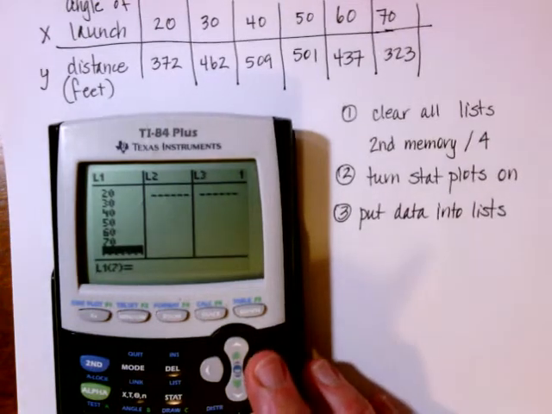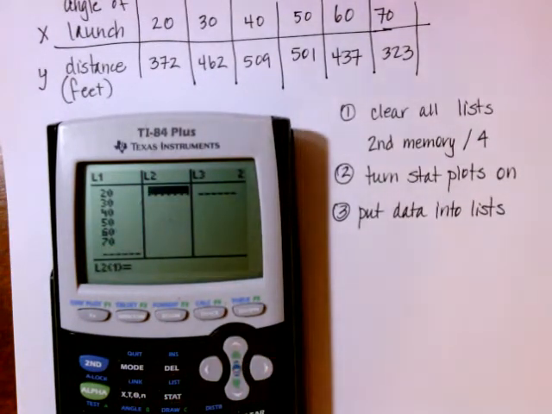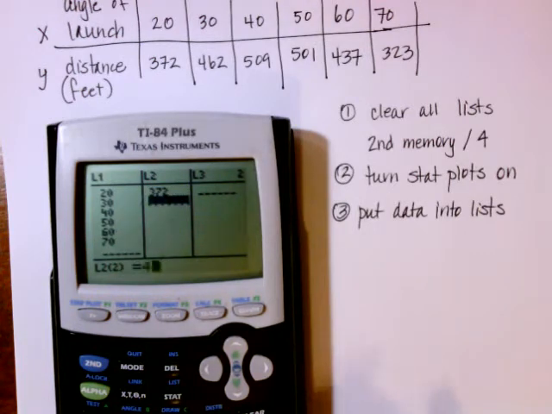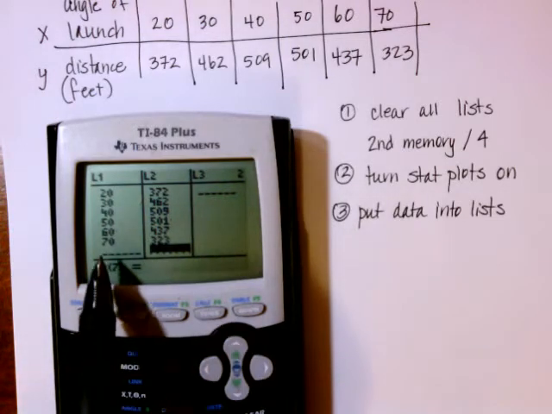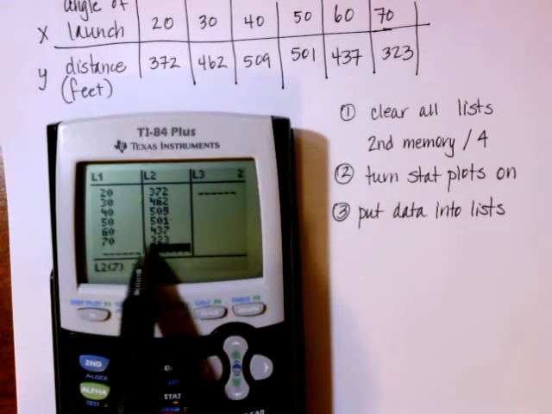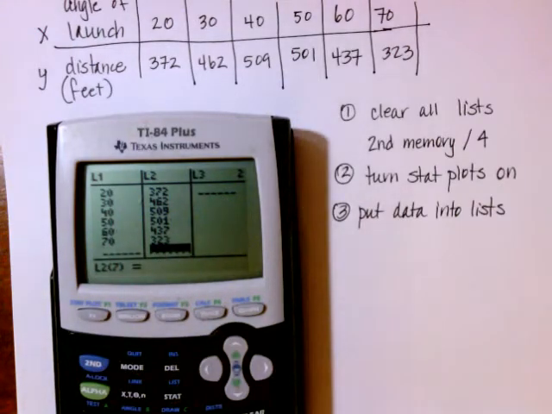All right. You always want to make sure that your data is entered correctly, because that's one of the biggest mistakes that we make when we're doing regression analysis in our calculators. All right, so now I'm going to put in my y's, being a little bit more careful because I have more buttons to push. 462, 509, 501, 437, and 323. It's really important to notice that my x's and y's, I have the same number in each one. If you don't, it will generate an error.